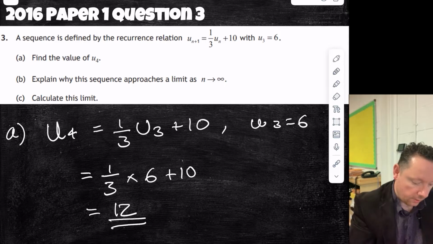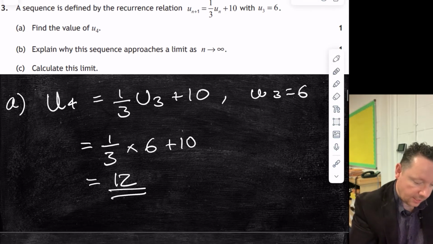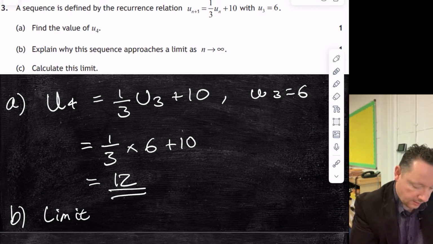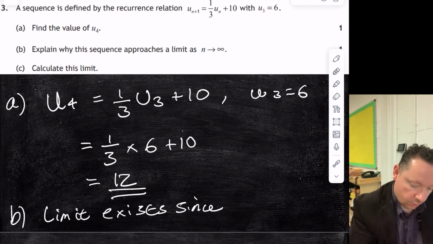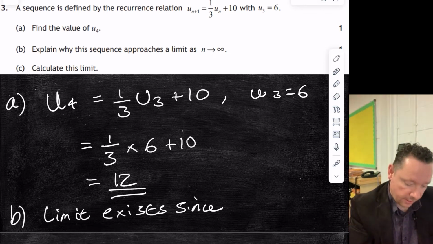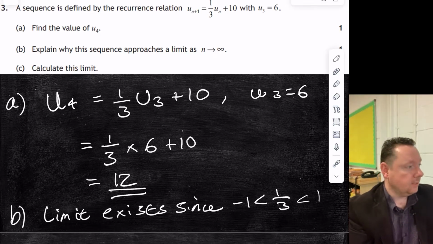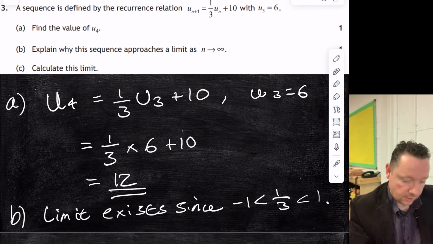Part B, explain why this sequence approaches a limit as n goes to infinity. We can just say that the limit exists since, well, we're looking at the number in front of u(n), which is a third, and we just need to say that minus 1 is less than a third, which is less than 1, the condition for a limit to exist. And that's it for that mark.